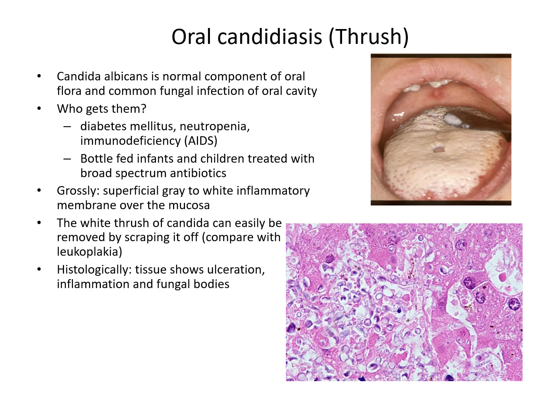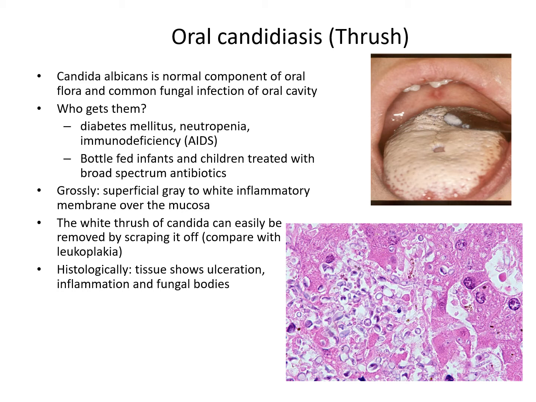Next, we look at oral candidiasis, or sometimes called thrush. Candida albicans is a normal component of the oral flora, and this is a common fungal infection of the oral cavity. Oral candidiasis is seen in diabetic patients, patients with neutropenia and immunodeficiency. It can also be seen in bottle-fed infants and children treated with broad-spectrum antibiotics.